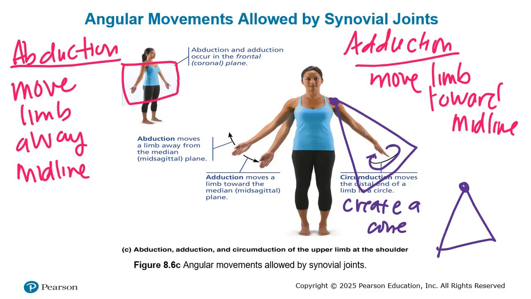Another thing you can do is just put your leg out as well. And the point is going to be your hip. The point of the cone is your hip, and you can move your foot in a circle as well. That is circumduction. So abduction, again, is going to move a limb away from the midline.